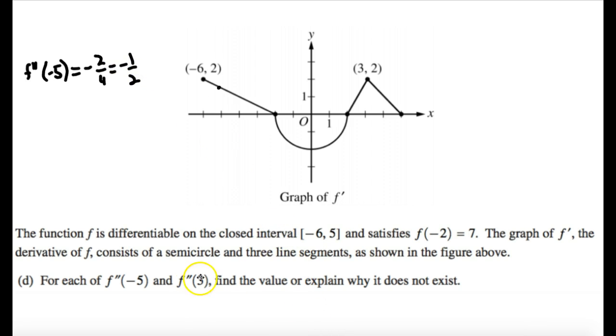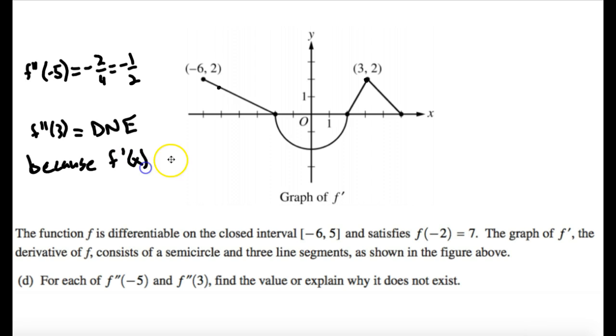Then the slope at 3, well, right here, slope at 3 doesn't exist, because we have a corner there. So we can say f double prime of 3 does not exist, because we could write this out a bunch of different ways, but I'm going to say f prime of x is not differentiable at x equals 3. Therefore, the second derivative wouldn't exist.